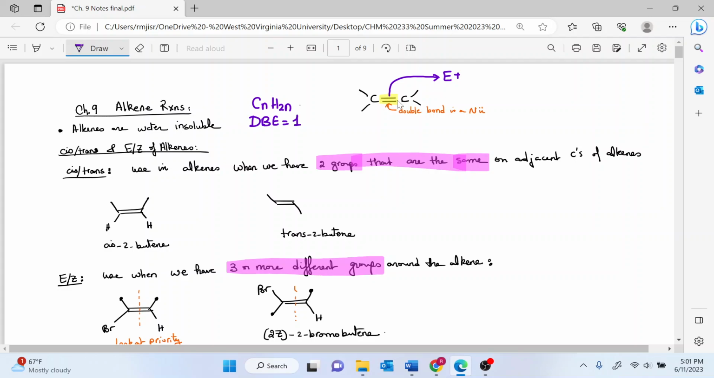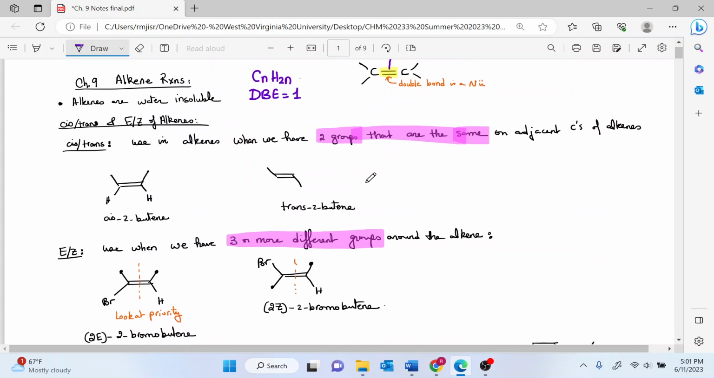the electrophile. Now, groups around the alkene can either be arranged to be on the same side or they can be on opposite sides. Normally, we use the term cis and trans whenever we have two groups that are the same. And these groups that are the same are either on the same side or they are on opposite sides. Here in this example, you can go either by the hydrogens or by the CH3s. As long as you have two groups that are the same, you can use the cis and the trans.